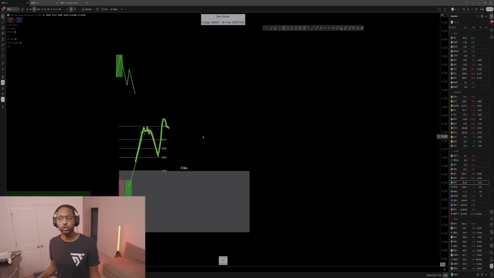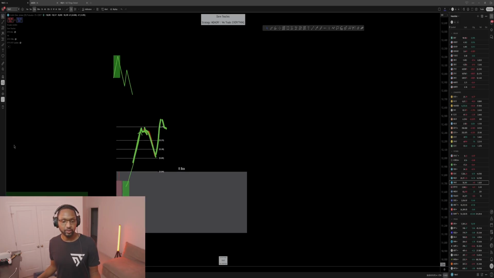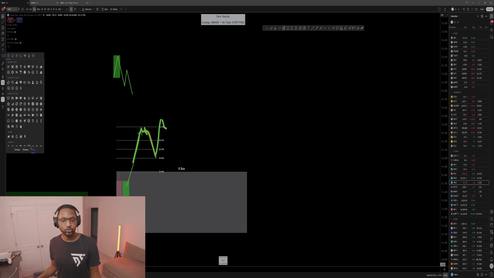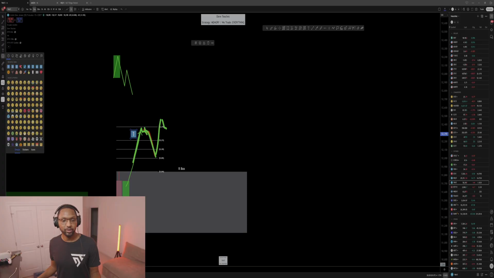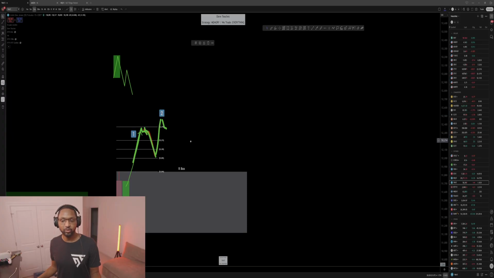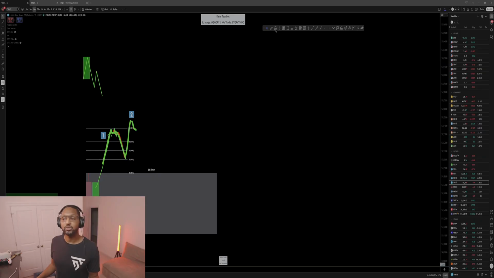So the first two pullbacks. Let me move this out of the way. The first two pullbacks that are here, we have this pullback here, and then we have this pullback here. The first two pullbacks often trade to the 70%. Now, I'm not saying always, it's often. The first two pullbacks often trade to the 70% and potentially tap into the R box itself.